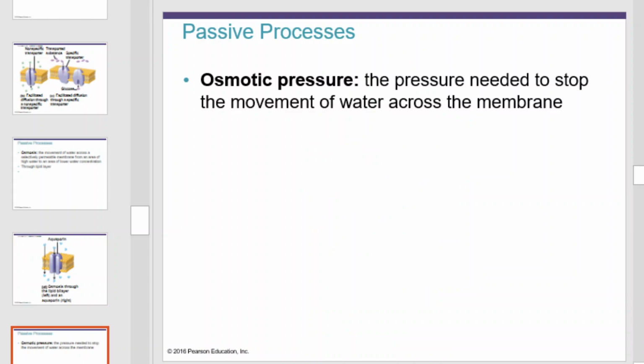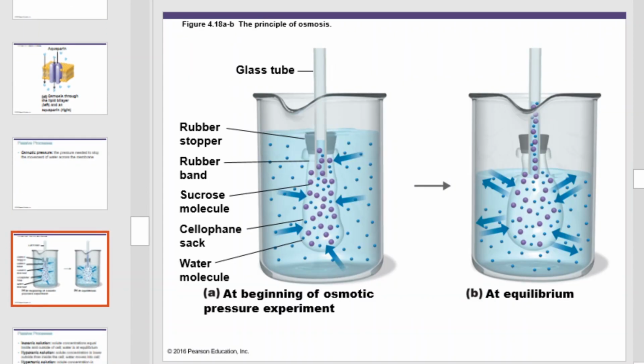Osmotic pressure. This is the pressure needed to stop the movement of water across the membrane. This is an illustration of a combination of simple diffusion and osmosis occurring in a beaker. Note that in either case, molecules will want to move from an area of high concentration to an area of low concentration, either into or out of the cellophane sac illustrated in this picture.